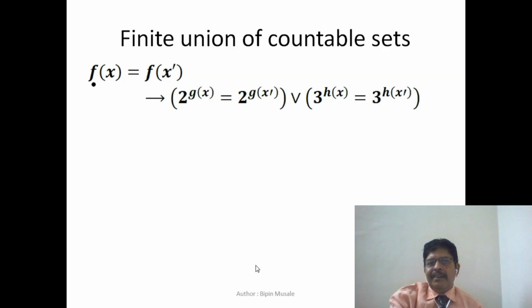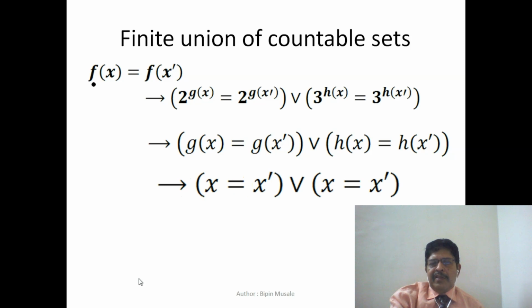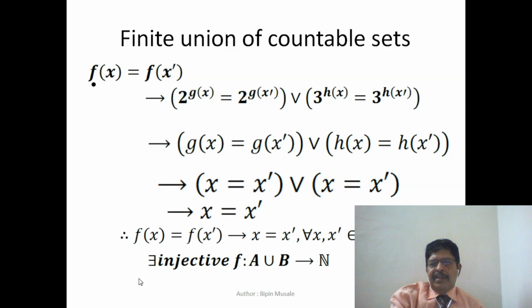So now it is quite easy because bases are equal. So g of x equals g of x prime, or h of x equals h of x prime, and since g and h are by hypothesis injective functions, we always get x equal to x prime. Thus this proves that f is an injective function. So there exists an injective function from this union into N, and this makes this union of two disjoint countable sets a countable set.